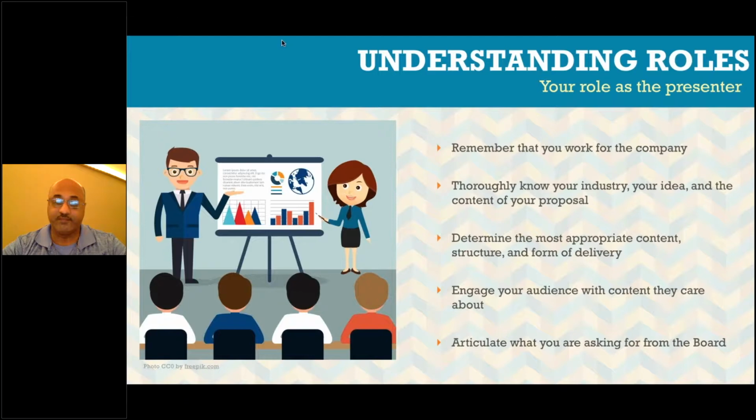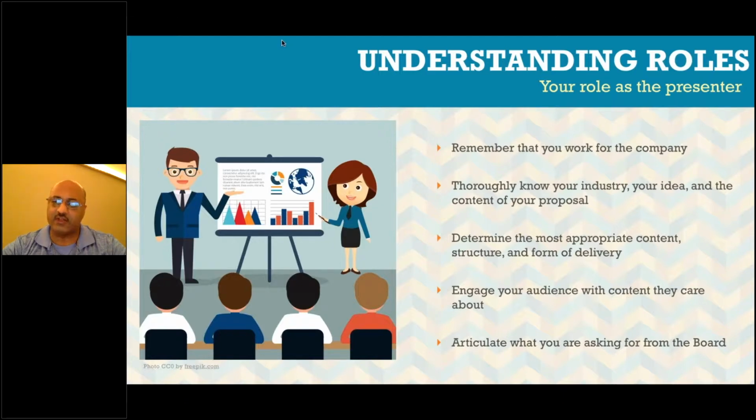Tell a story. Maybe it's a good opening hook at the beginning. Engage your audience with content they care about. So if you're going in and you're talking Apple products, make sure you keep the information on Apple products. Don't stray off too far. And make sure it's the information they need to know based off the proposal to make that informed decision.